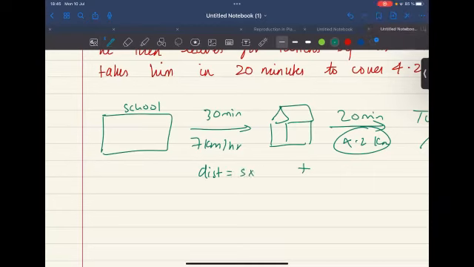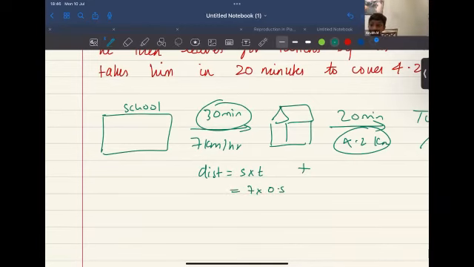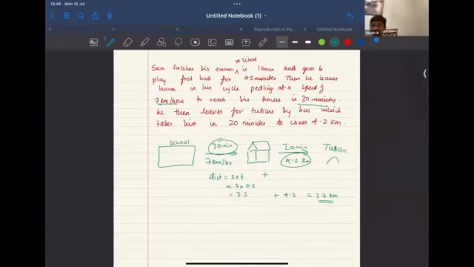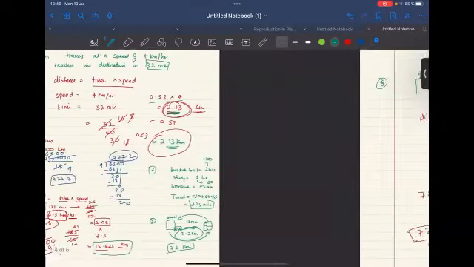Speed into time. Which is, you need to convert the time. So 30 divided by 60 hours, 0.5 hours. So it will be 7 into 0.5. 3.5. 3.5 plus 4.2, 7.7. Okay. And the answer for D is 3.5. Okay, I hope all of you have got this answer.